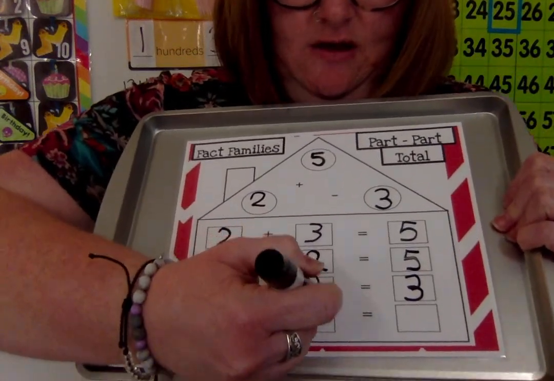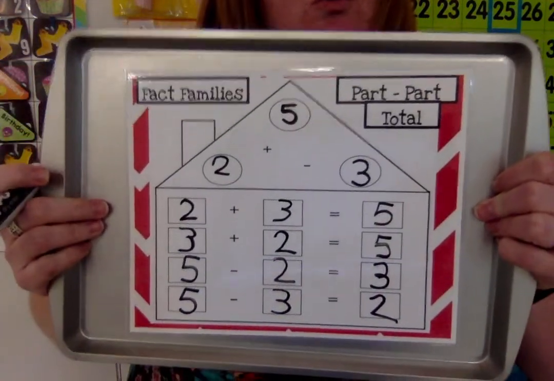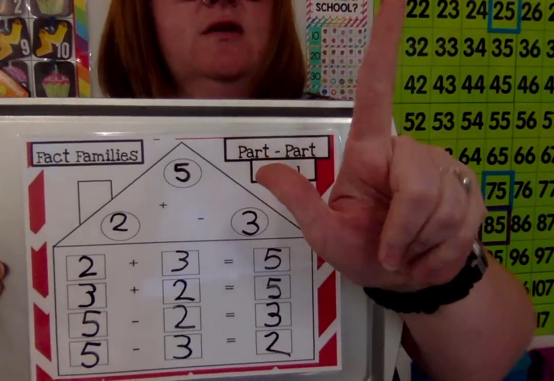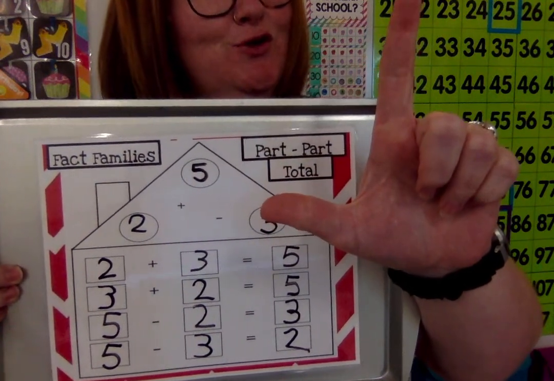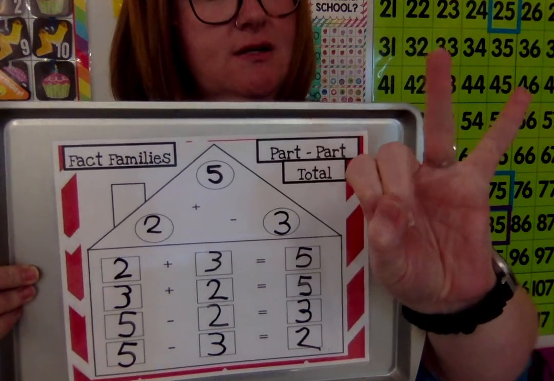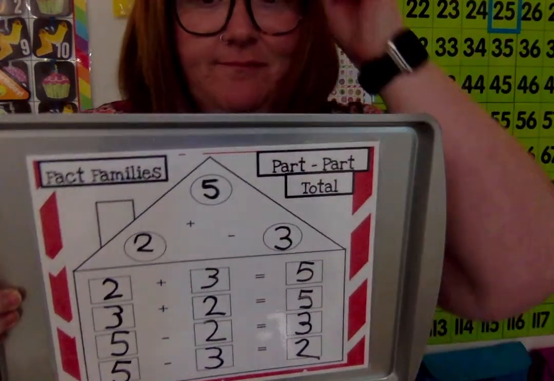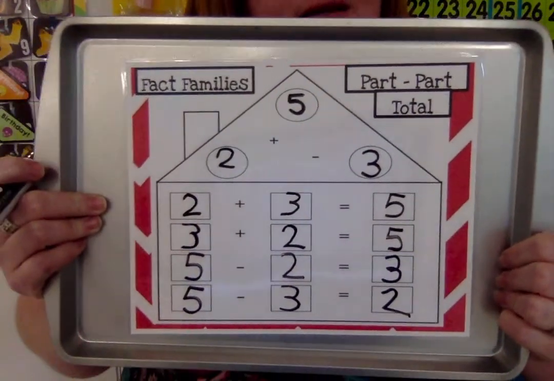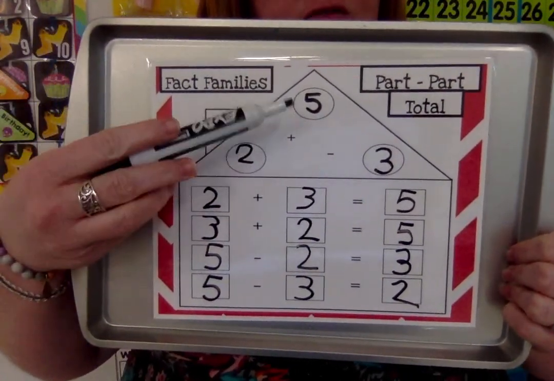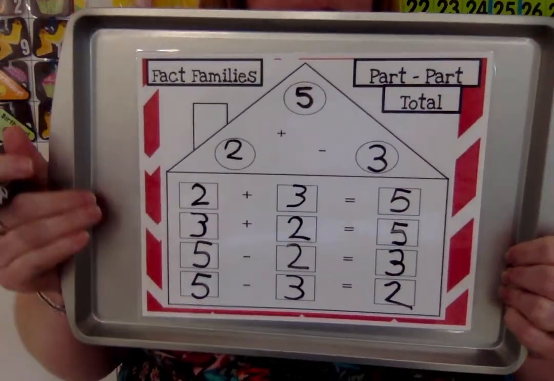So then the other one, if I switch my parts, because my total's going to stay at the beginning, if I take away 3, then 2 should be left over. 5 take away 3, 2 are left over. I can take these 3 away. 2 are left over. Doesn't matter which 3 I take away. 2 are left over, right? Very good. So that's a fact family. 5, 2, and 3 are a fact family.